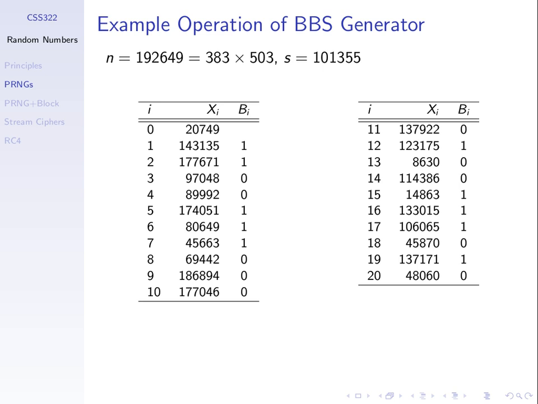In our loop, we take this value, square it, mod by n, which gives us 143135, then mod by 2, and it gives us 1. This mod by 2 simply means that if it's an odd number the result is 1, and if it's an even number, 0. That's just producing the bits. So the first bit in the sequence is 1. Then we take 143135, square it, mod by n, and the second value gives us a bit 1. And we just keep going.